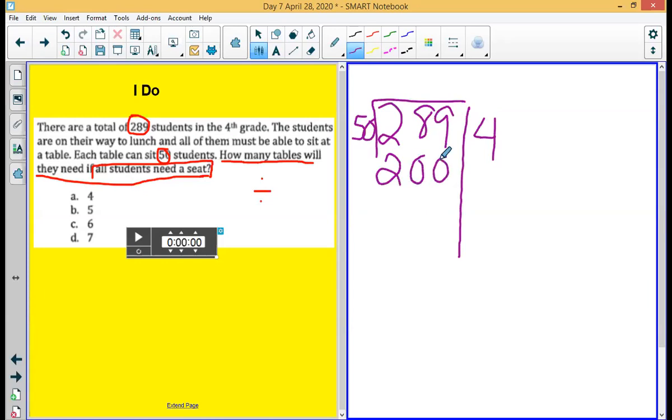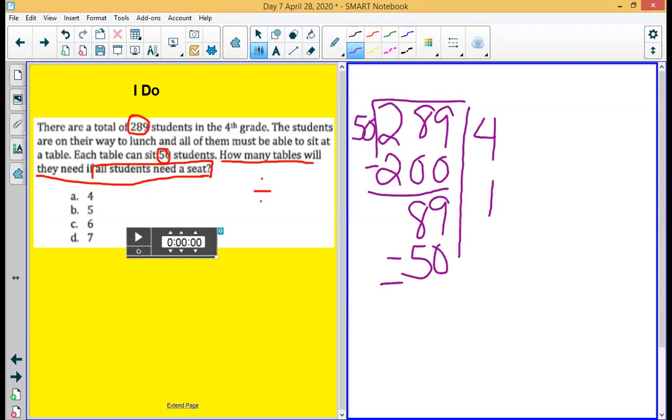I'm going to subtract 200 from 289. Starting in the ones column, 9 minus 0 is 9, 8 minus 0 is 8, and 2 minus 2 is 0. Now my job is to figure out how many groups of 50 I can get out of 89. Two 50s would give me 100, so that's too much. So I can only have 150, so I'll put that there. Then I'm going to take that 1 and multiply it by 50 and get 50.